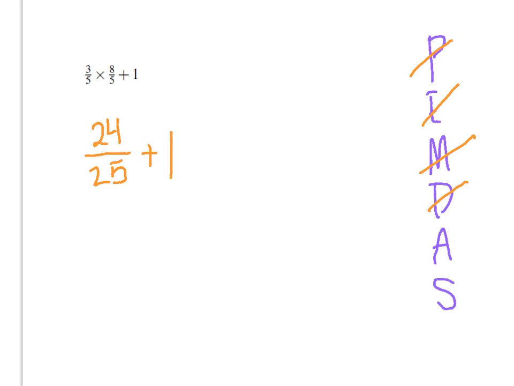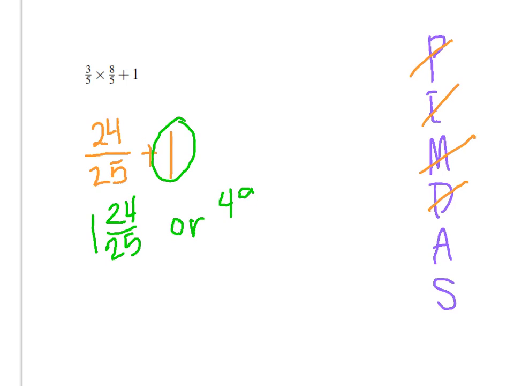There is no division, but there is addition. When I'm adding 1 to a fraction, I can have a whole number with a fraction, 1 and 24/25, or I could have an improper fraction where I take 25 times 1, which is 25, plus 24, and I get 49/25. Either answer is suitable for this case.